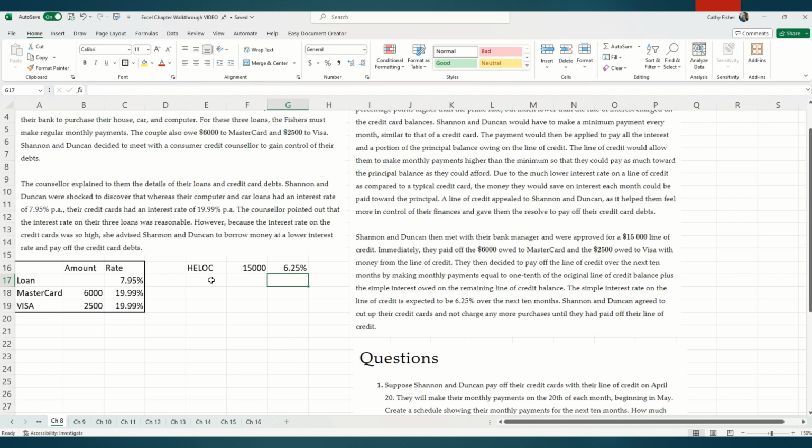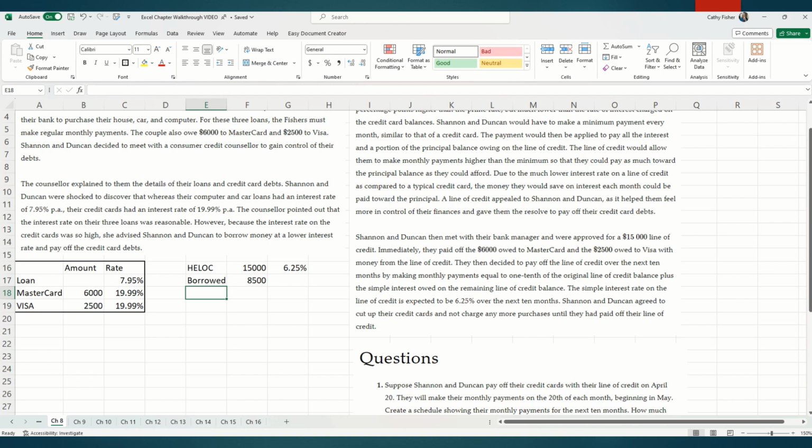So they have a home equity line of credit, and they paid off their MasterCard and Visa with their home equity line of credit. So let's just say that the amount they ended up borrowing equals our MasterCard plus our Visa. I just used that because now we know that they borrowed $8,500.